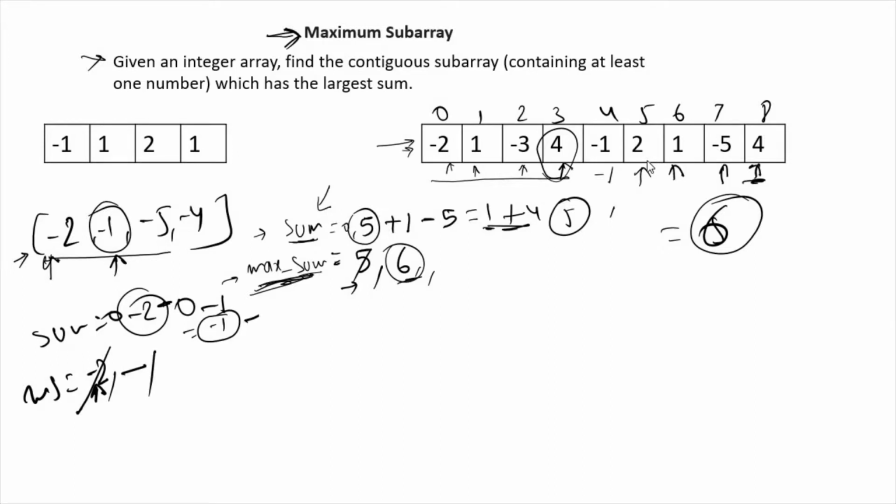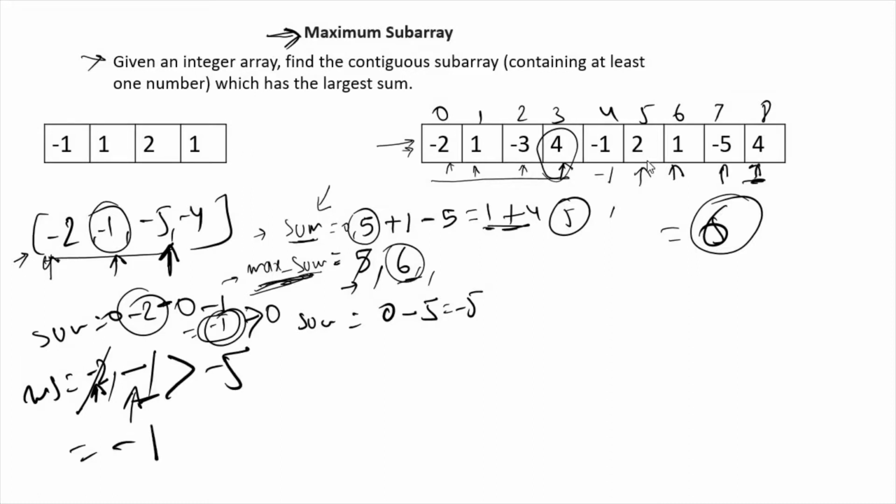Again, as minus 1 is less than 0, sum becomes 0. So add the next element. What is the next element? Minus 5 is the next element, so sum will be minus 5, but our answer is minus 1, which is greater than minus 5, so maximum sum will be minus 1 itself. Again, the next is minus 4, which is less than minus 1, so our final answer will be minus 1. This is our final answer.